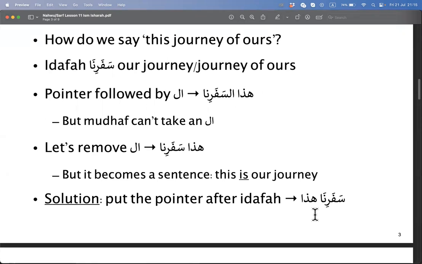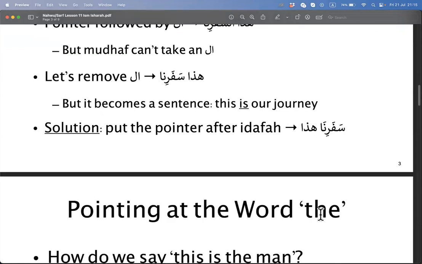Hadha will always be at the front when it's pointing to something, unless you have an idafa. Okay, when you have an idafa, the hadha must go after the idafa, not in front. Clear? Now we have another problem.